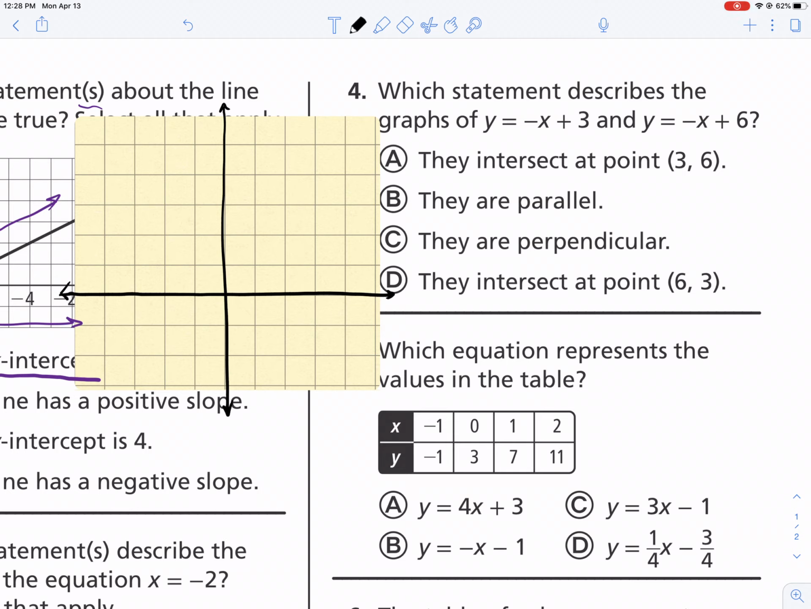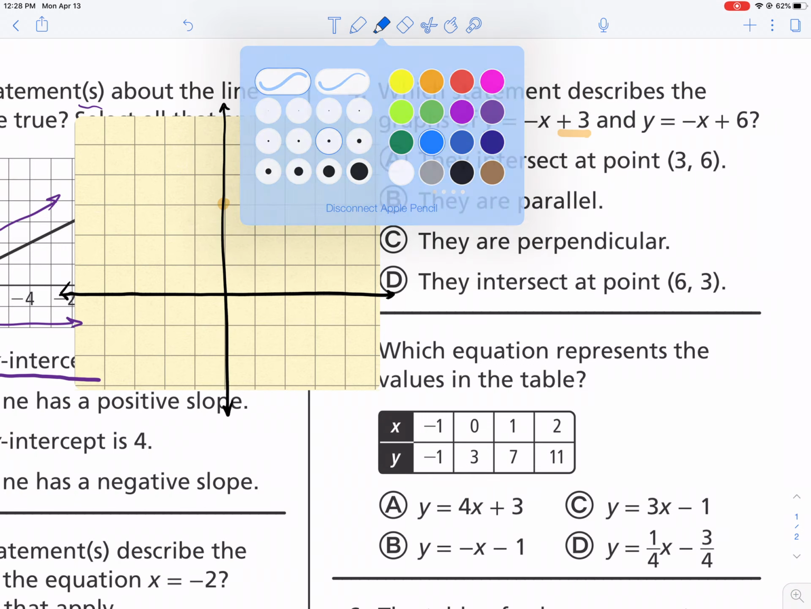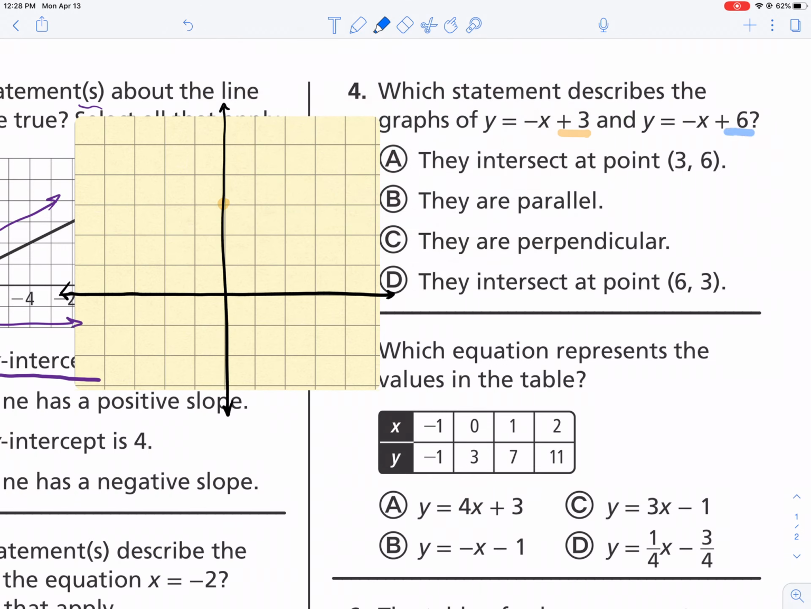So I know I need a y-intercept of 3, so I want to make sure at least I have 3 spaces here, and I know I need a y-intercept of 6, so I want to make sure that I have 6 spaces. So looking at my first equation here, my slope is going to be associated with that negative out front of that x, and if we remember, we don't write our variables, so it's just going to be -1 over 1, and we're going to start at 3.